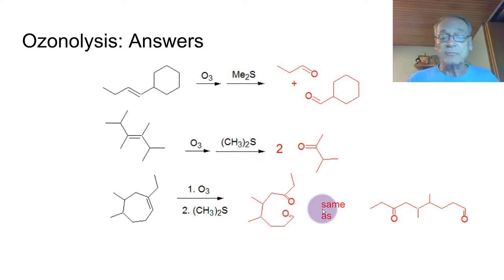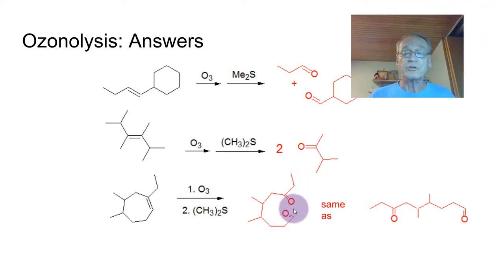Again, I drew it stretched out, and you can see that if we start right here, that's the C double bond O, and then a CH2, CH2, and then a C with a methyl, and another C with a methyl, and then a CH2 double bond O, and then the last ethyl group. So these two things are the same as each other.